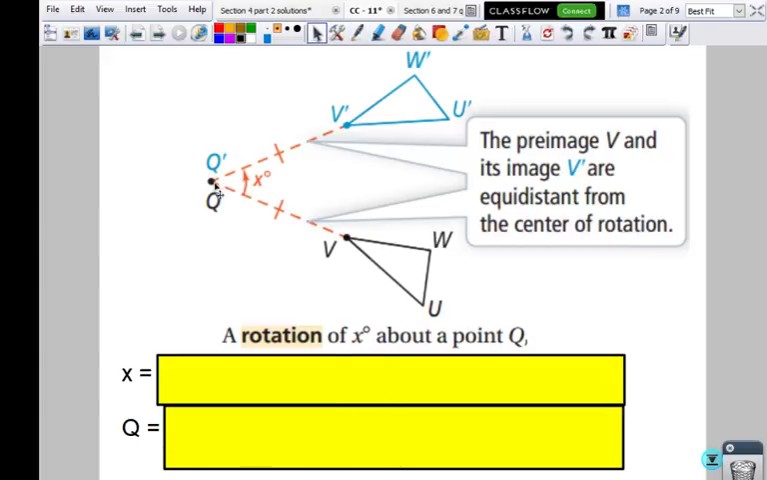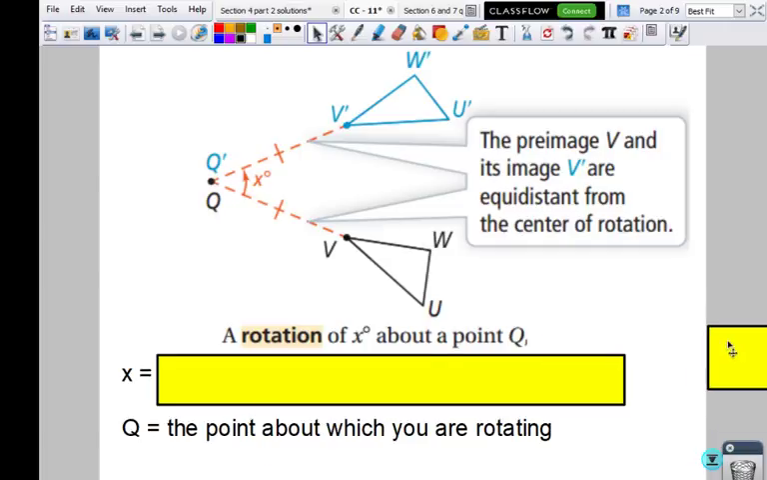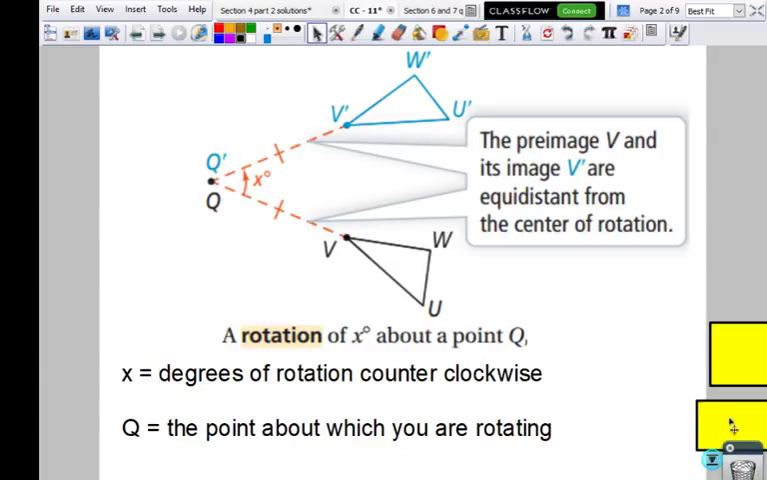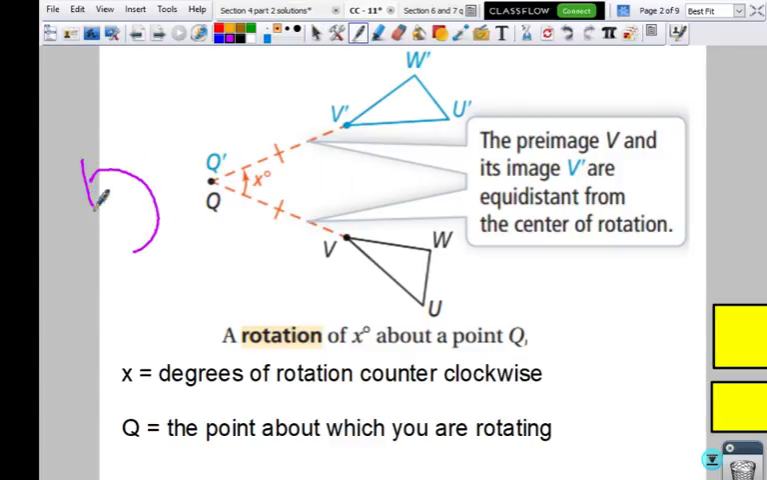And this point Q right here is called our center of rotation, or the point about which we are rotating. I don't usually say center of rotation. So this Q here is what I'm rotating around. And X right here is the degrees of rotation. And for today, we are always going counterclockwise. So we will always be rotating this way, counterclockwise, at least for today.